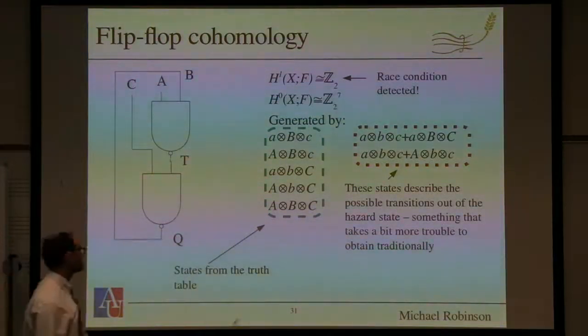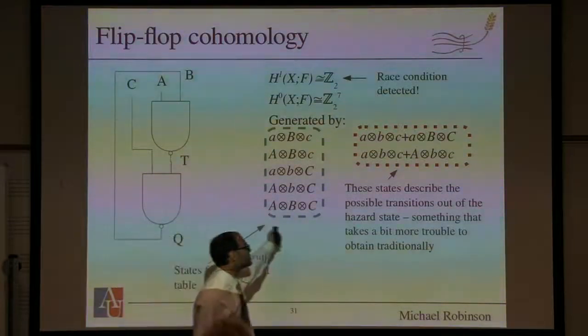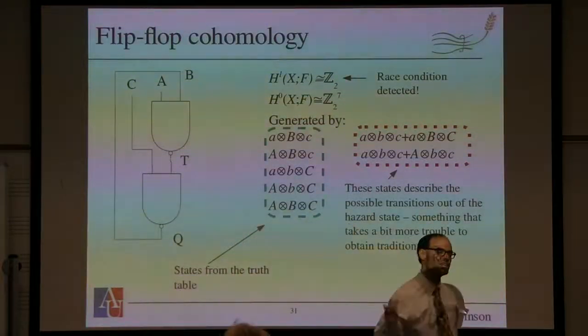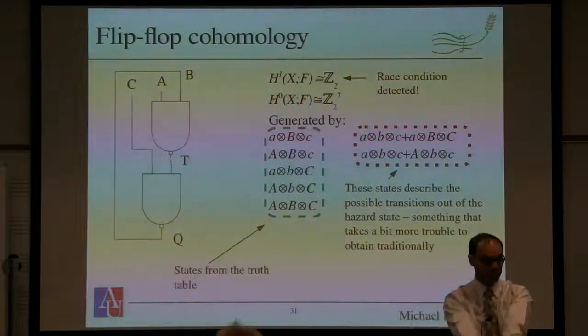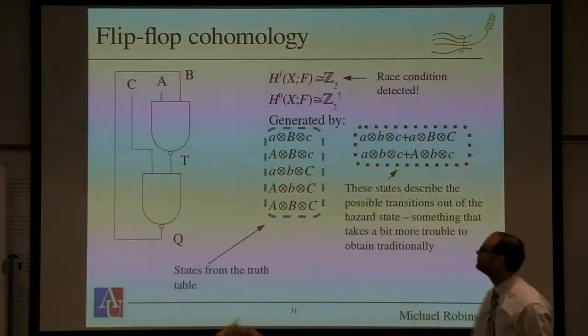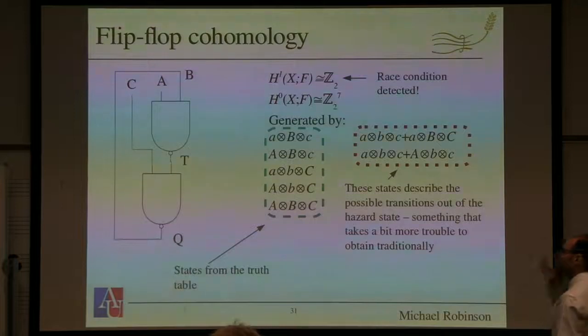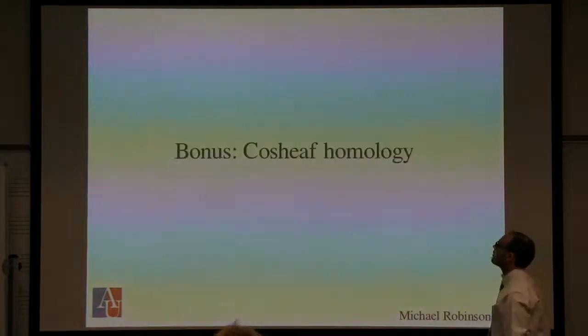In particular, the cohomology includes the same states that you found in the truth table, with some additional transitional states, telling you what happens when you hold it in that funny, unstable state and then let it go. So this is an invariant that you can compute right out of the sheaf model.